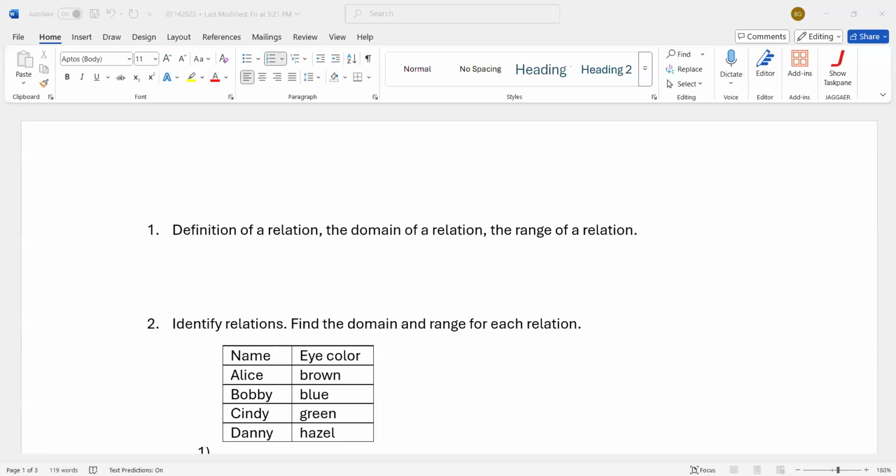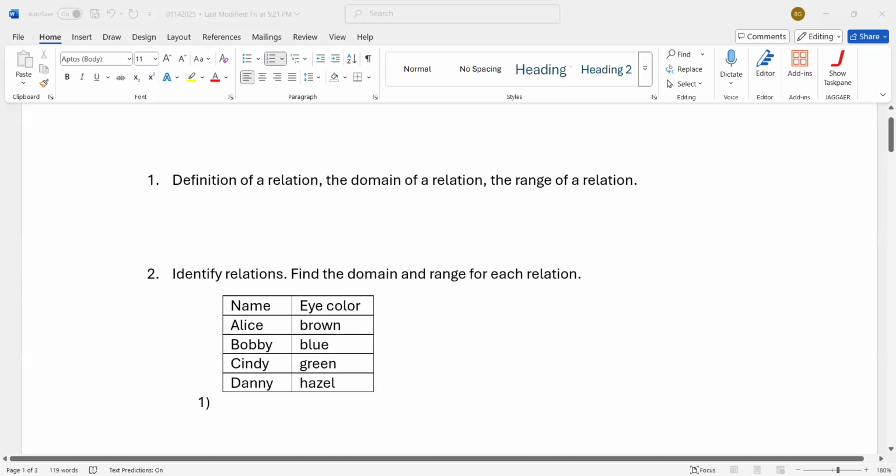Okay, so section 1.1 is about the definition of functions. After this class, you need to clearly know the meaning of a function and also the components in a function. All right, let's get started. In order to know what is a function, we want to start from what is a relation.